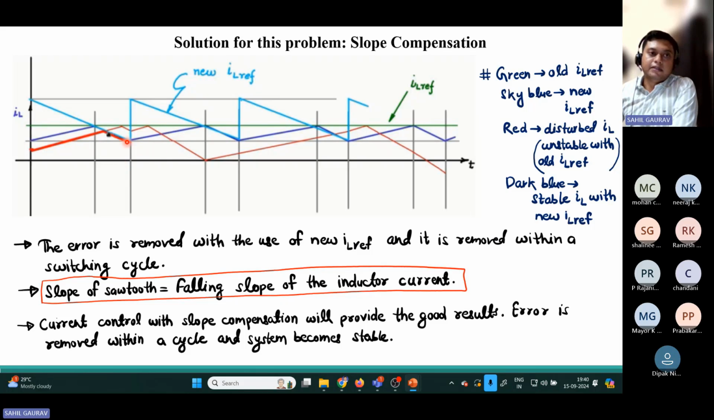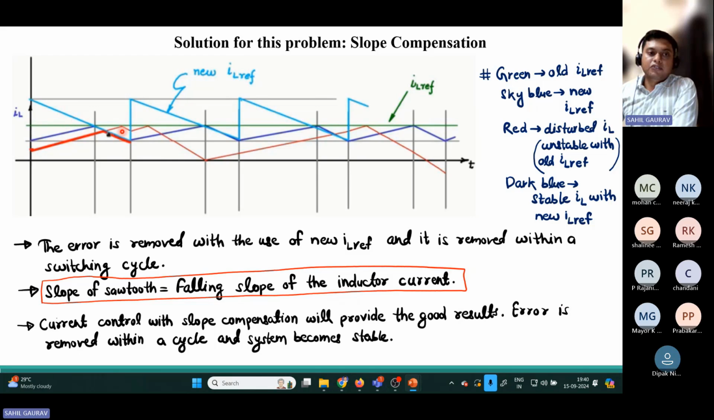In the previous case, the inductor current reference we were providing is this green line, that is the fixed IL difference, and the new IL difference we are providing is this sky blue color. So it is a sawtooth waveform. How can we design this sawtooth waveform?